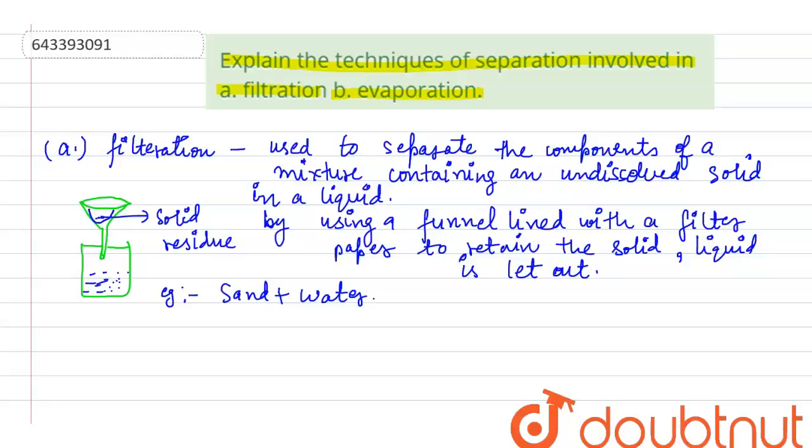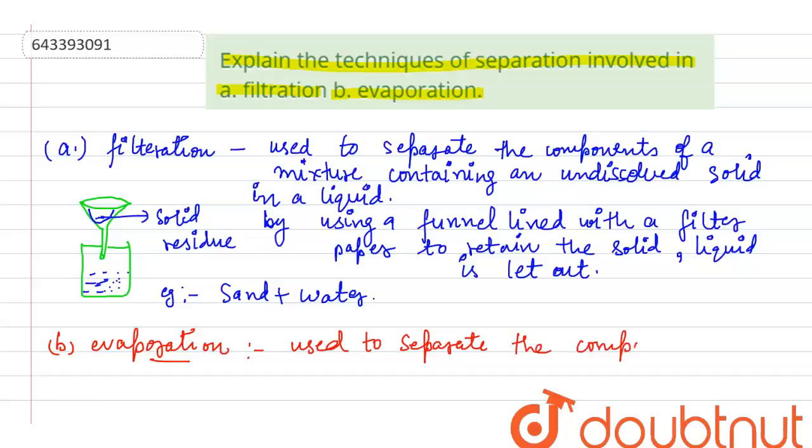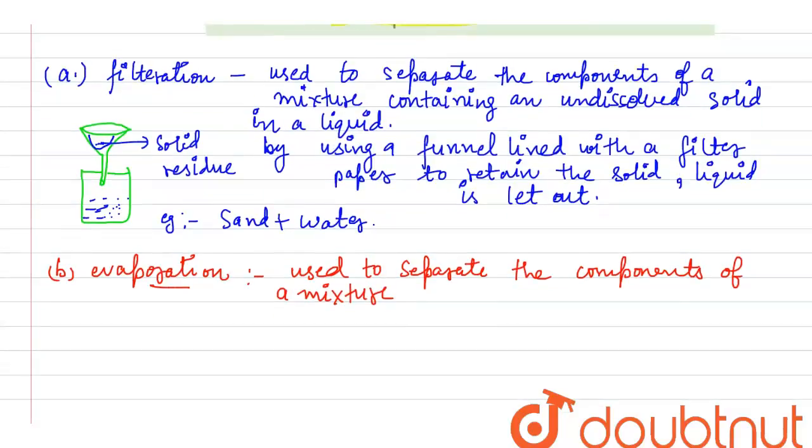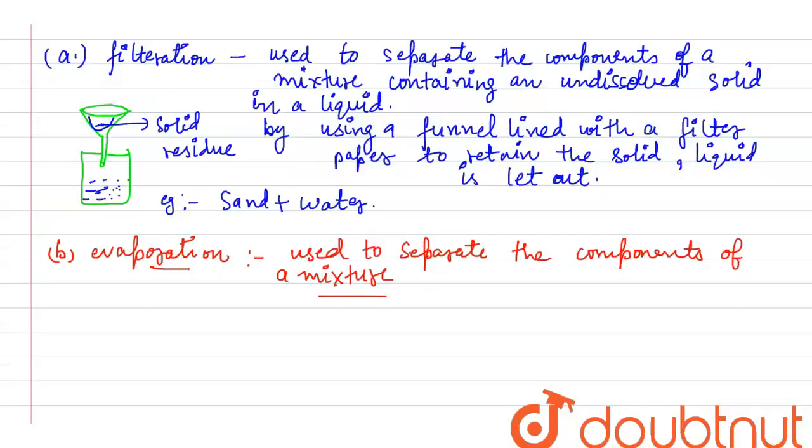Second is evaporation. So evaporation is also a separation technique used to separate the components of a mixture containing a dissolved solid in liquid. So the solid is dissolved and we have to separate them.